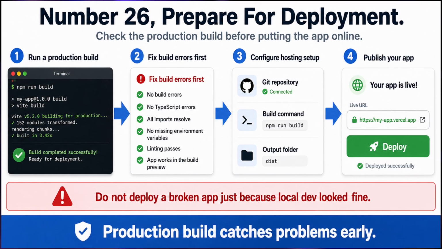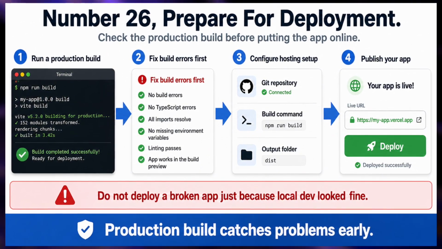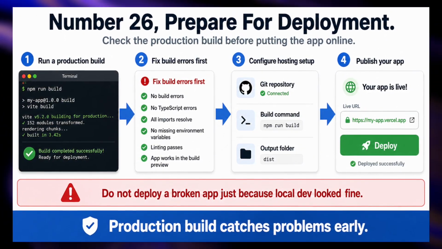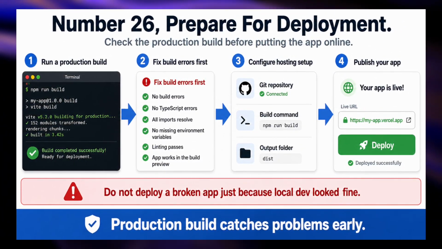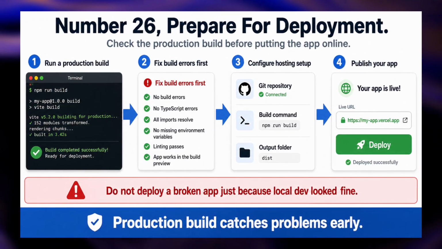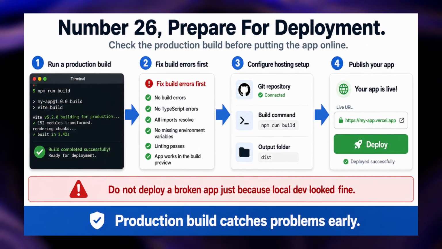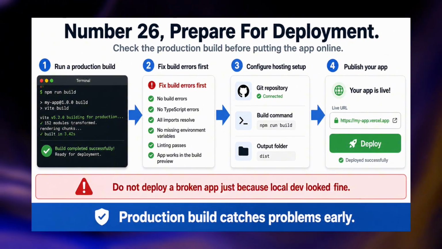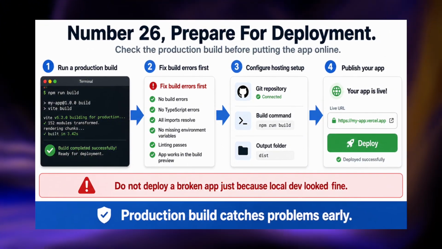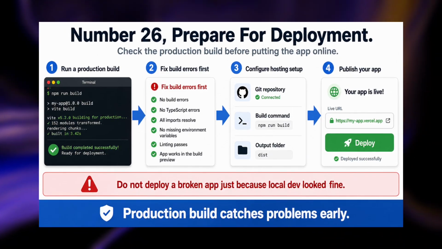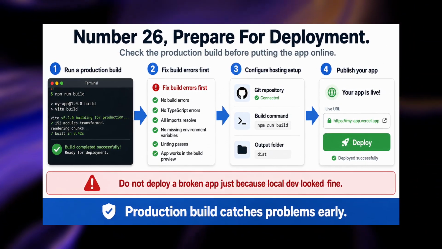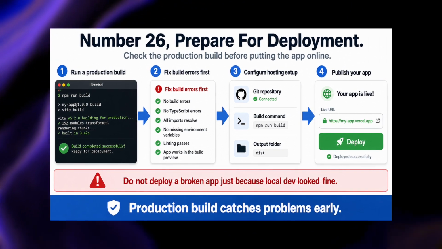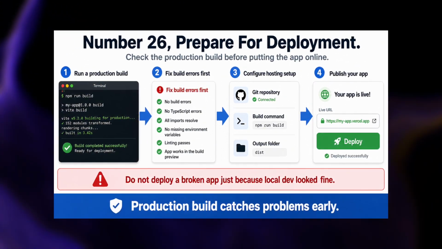Number 26. Prepare for deployment. Deployment means putting the app online so other people can open it. Before deploying, run the production build command and fix any errors. Then choose a hosting platform that supports static React apps, connect your Git repository, set the build command, and set the output folder. Do not deploy a broken app just because the local version looked fine. Production builds often catch issues that the development server allowed.